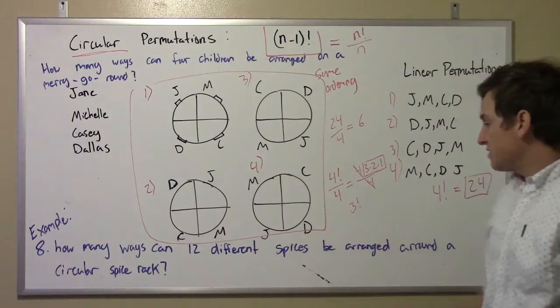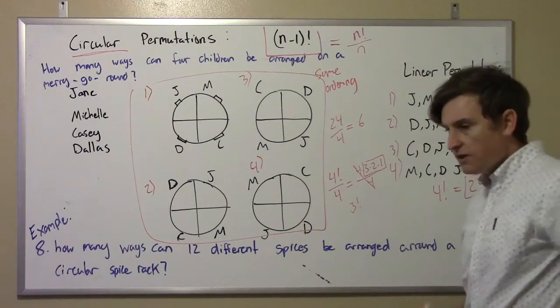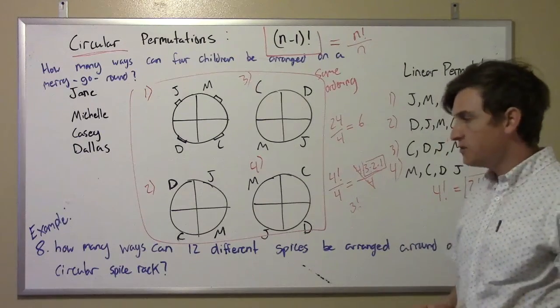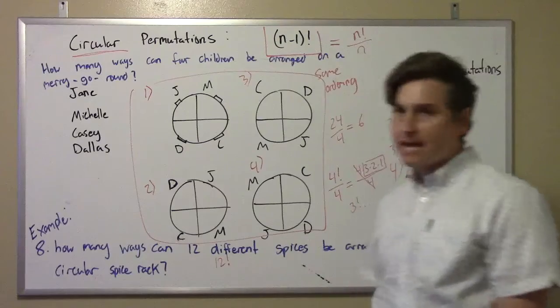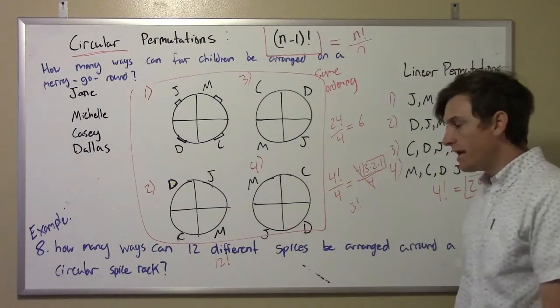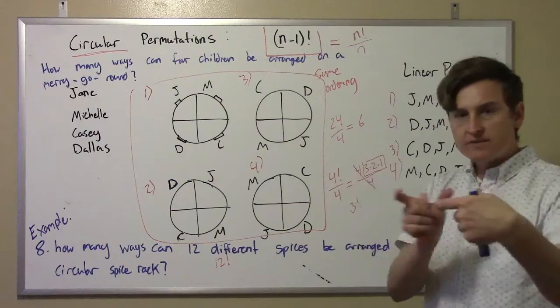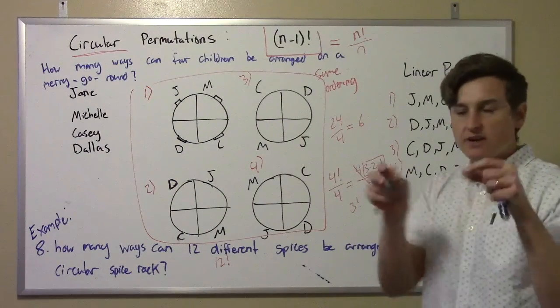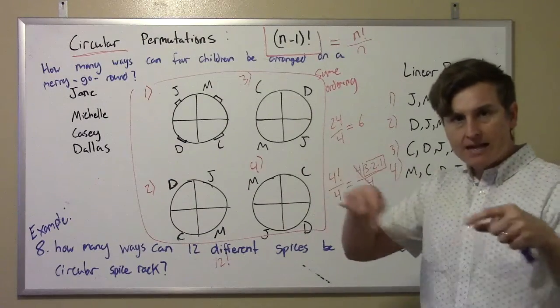Okay, how many different ways can 12 different spices be arranged around a circular spice rack? Well, if we were just talking about how many different ways there are to arrange 12 spices, there's 12 factorial ways to do that, right? Okay, but think about it, if you just turn the spice rack 12 times, you're going to have the same ordering. You're actually not taking out the spices and rearranging them, you're just spinning the rack.